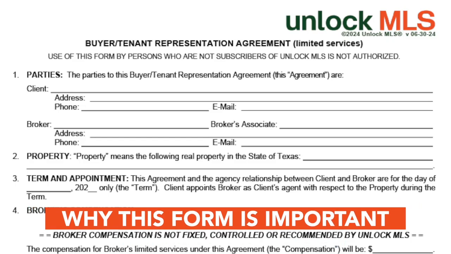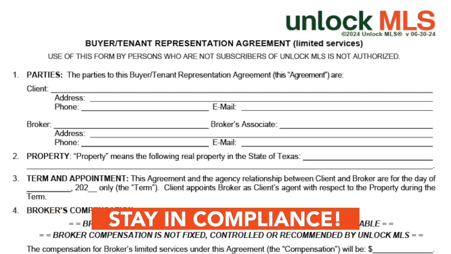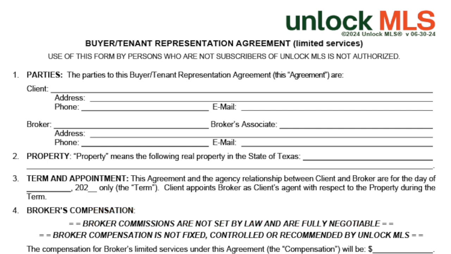Now let's discuss why this form is important. Under the rules of Unlock MLS, agents are now required to get a written agreement, such as this, signed before showing properties. You do not have to use this specific form and should check with your broker about guidance on which forms are best under your firm's policies. Let's explore this form step by step.